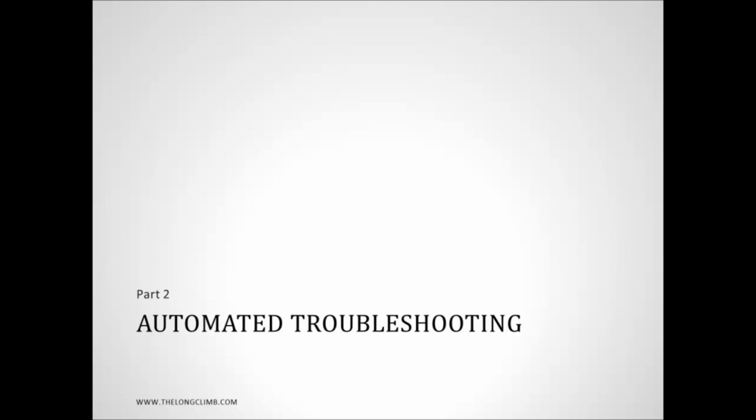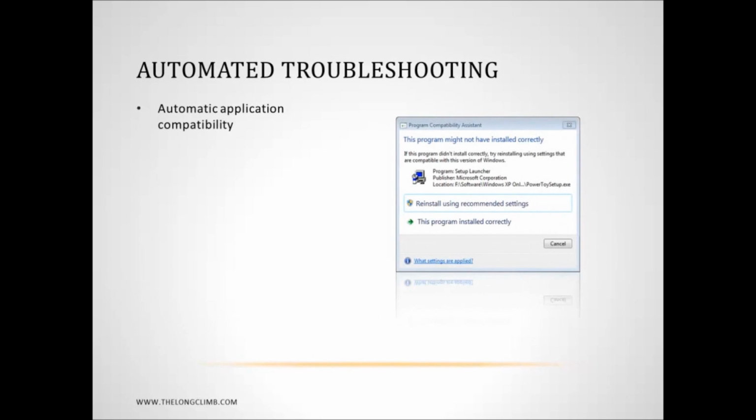Now that we've looked at some of the ways of backing up and preventing problems with Windows 7, let's have a look at some of the automated ways that we can apply quick fixes. Now, the first of these is the Application Compatibility Assistant. Now, I talked about this briefly in Part 1.